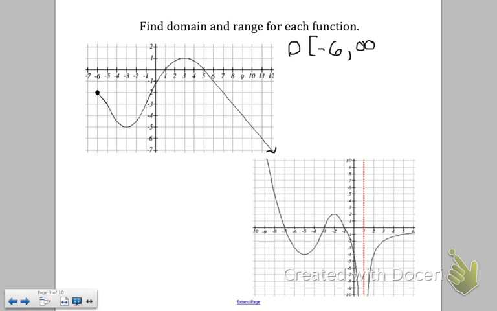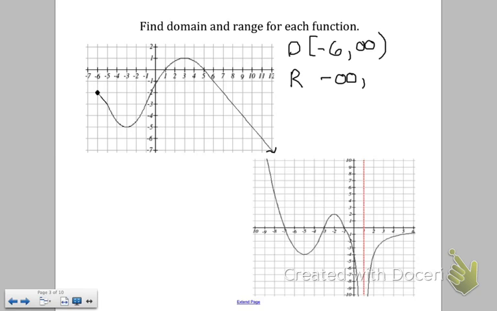Every single time you have positive infinity or negative infinity, you always use a parenthesis. Now let's check out range. We're looking bottom to top. There is no lowest y value on here because that graph keeps going down, down, down. So my range is going to start at negative infinity.